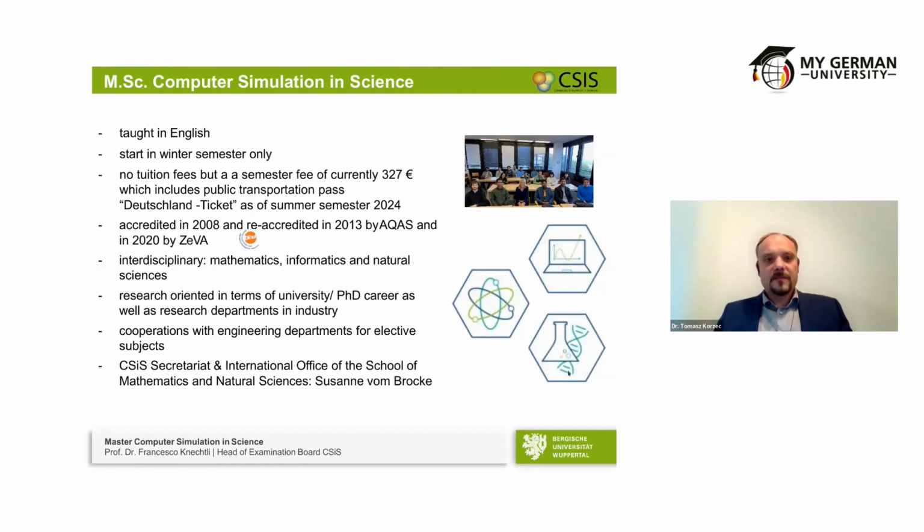The master that we are offering, Computer Simulation in Science, is taught entirely in English. The start is in the winter term. As we are a public university, there are no tuition fees, but there is a semester fee, so twice a year, of 330 euros, which, however, includes a public transportation pass for at the moment for all of Germany.